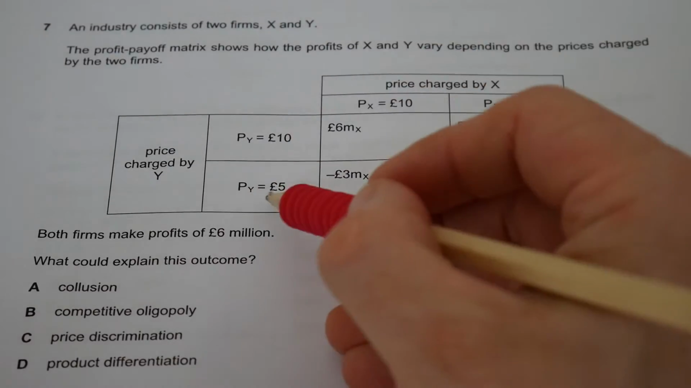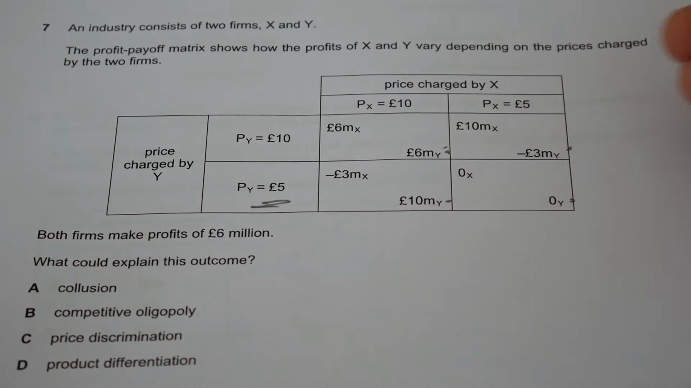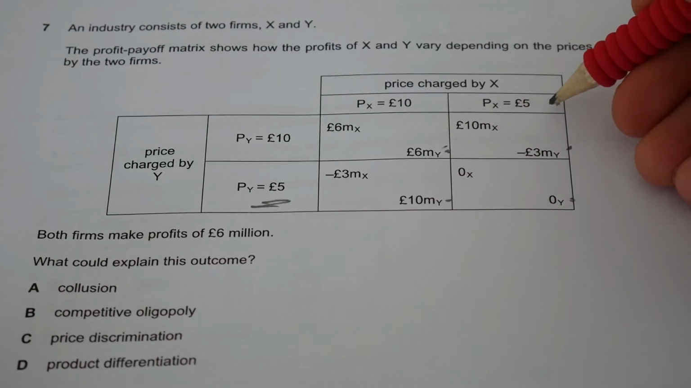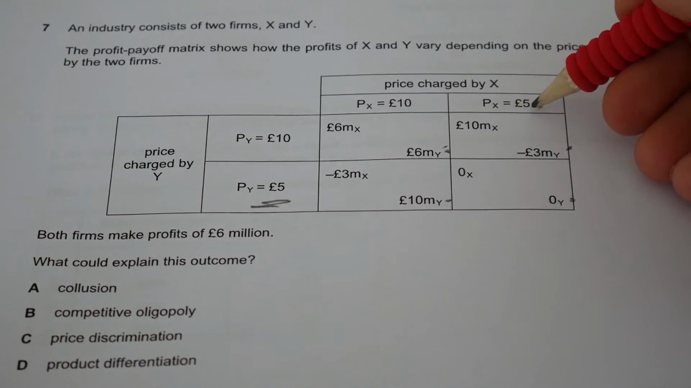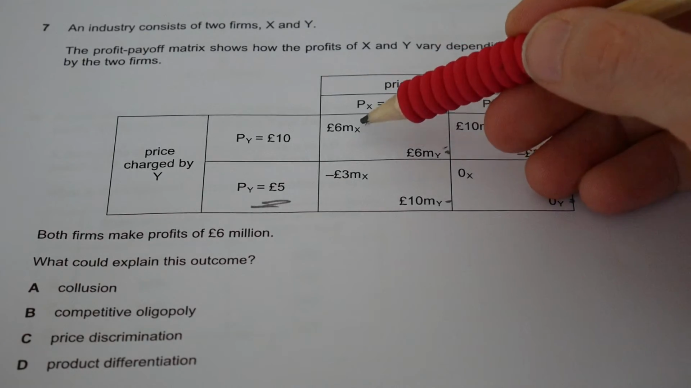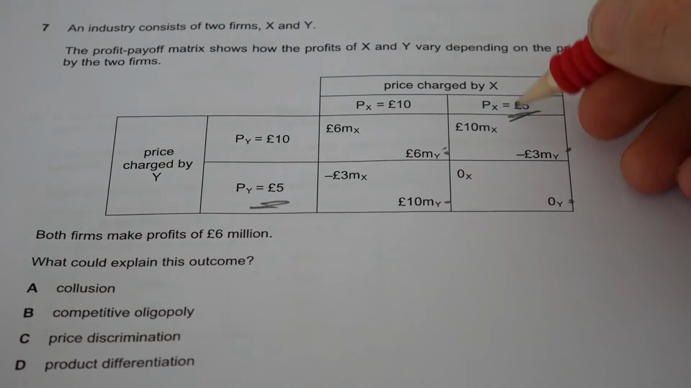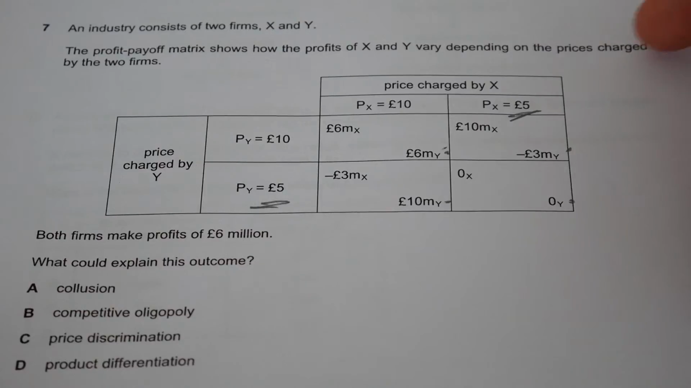So the dominant strategy for Y would be to charge £5. For X, would it be to charge £5? Yeah, it looks very similar, of course. Or 6 million and minus 3 million. So their dominant strategy would be to charge £5 as well.